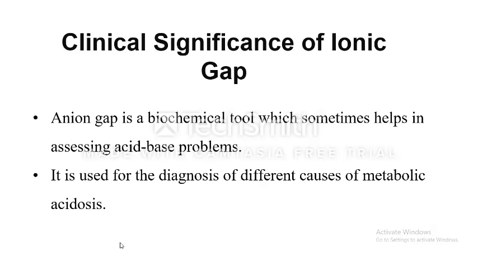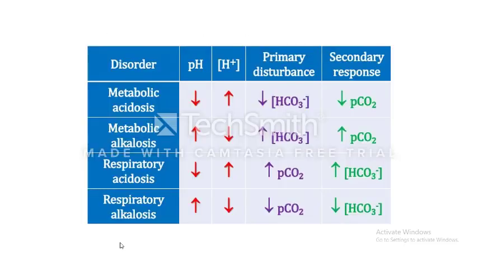What is the clinical significance of this anion gap? It is a biological tool which sometimes helps in assessing acid-base problems. It is used for diagnosis of the different causes of metabolic acidosis. Here you see the disorders, the pH, hydrogen ion concentration, primary disturbance and the secondary response.